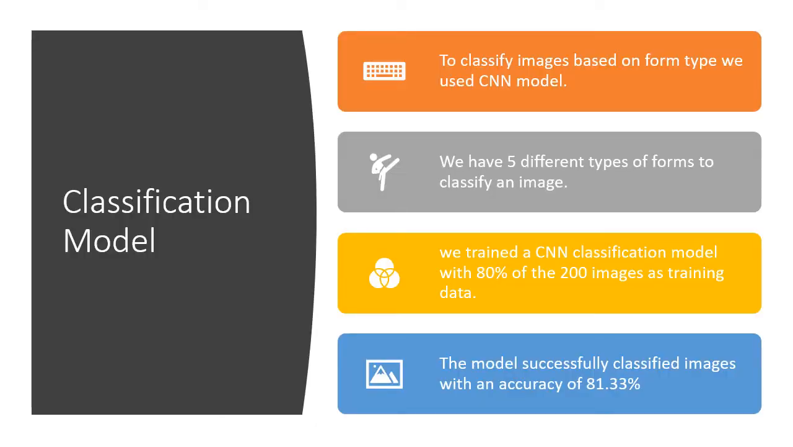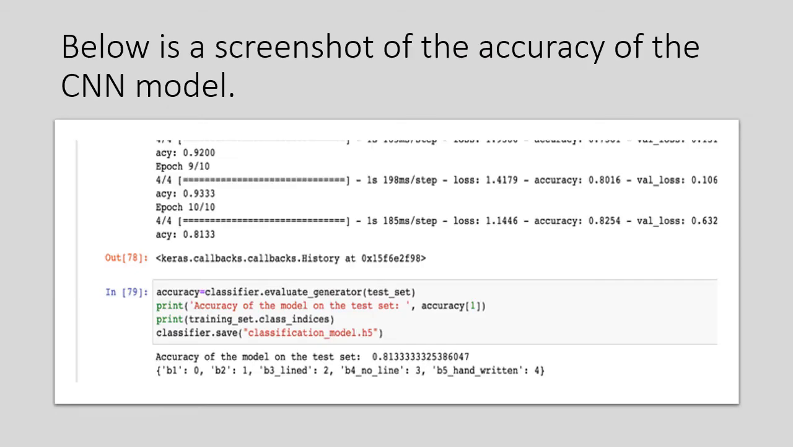To classify the form types, we implemented a CNN classification model. Of the 200 images, we fed the model 80% of the data for training purposes. The model successfully classified the images with an accuracy of 81.33%. Here we see the screenshot of the accuracy output that we got from the CNN model.